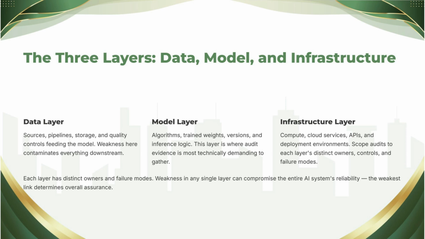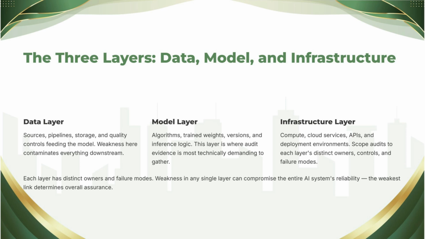The data layer covers collection pipelines, storage, quality checks, and access controls. Most AI failures I've seen in practice were born here, long before any model existed. The model layer covers algorithm choice, training, versioning, and validation, the brain of the operation. And the infrastructure layer covers the servers, cloud platforms, APIs, and deployment pipelines that keep it all running.